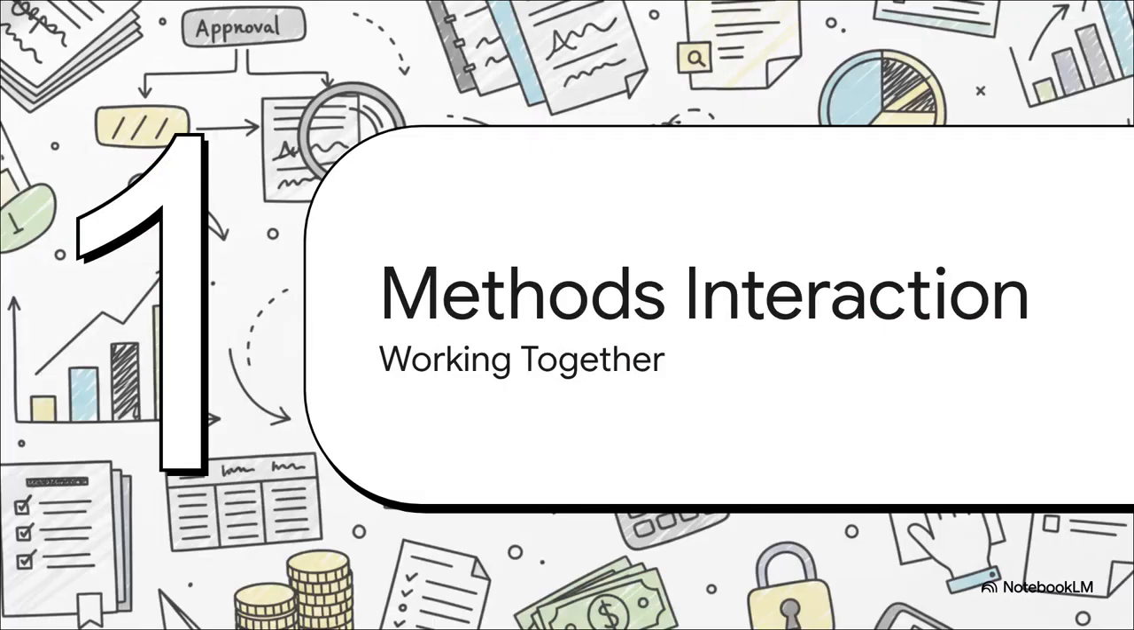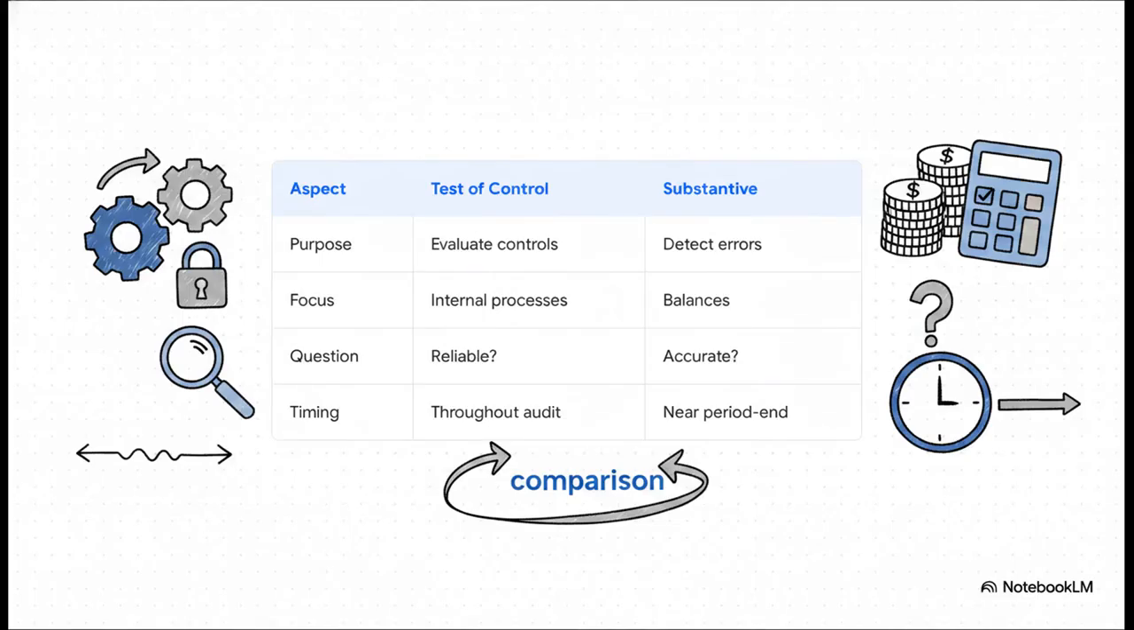Next up, the interrogation, how the methods work together. In a real audit, these two methods are, well, they're heavily interconnected. Just look at the direct comparison here. The test of control evaluates effectiveness, while substantive testing detects misstatements. The focus shifts from internal processes directly over to actual financial balances. The main question shifts from are controls reliable to are figures accurate?